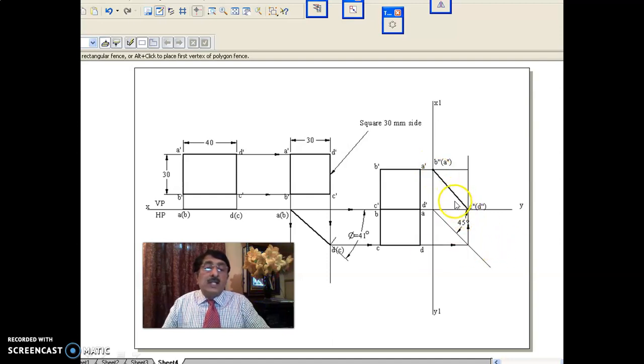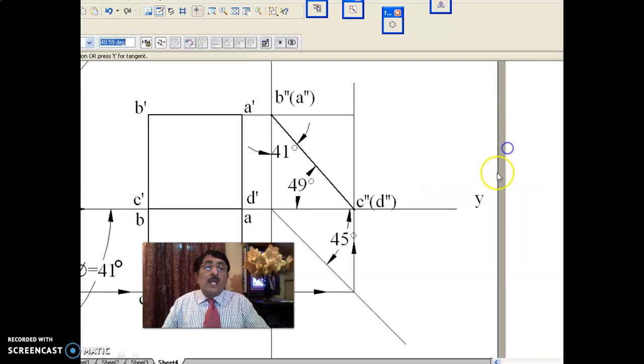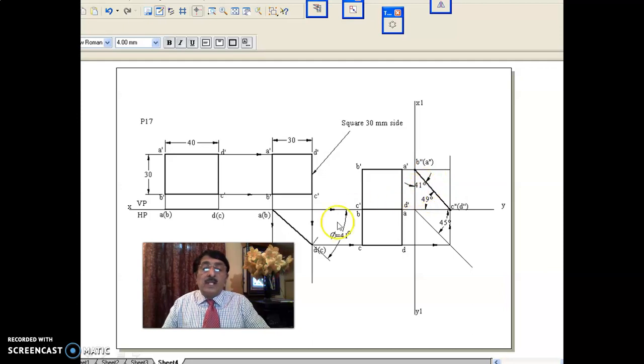And this is actually the inclination to HP. This is the inclination to VP, you can know. Okay. Now if you see here, 49 degree, 41 degree. 49 degree is the inclination to HP. 41 degree is the inclination to VP, which you have already done. Okay, same thing you should get. This is with reference to HP. This is with reference to VP. In that way, you have completed this problem.